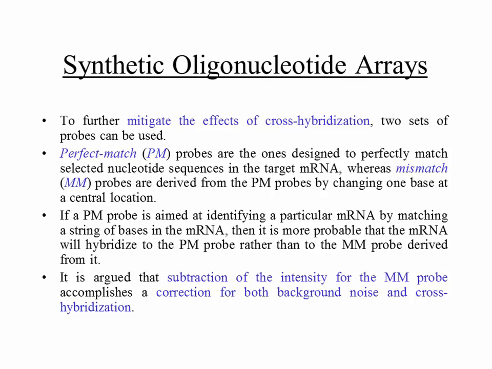So if a perfect match probe is aimed at identifying a particular messenger RNA by matching a string of bases in the messenger RNA, then it is more likely that the messenger RNA is going to hybridize to the perfect match probe rather than to the mismatch probe, because in the mismatch probe one base has been altered. And it is argued that the subtraction of the intensity for the mismatch probe accomplishes the correction for both background noise and cross hybridization.